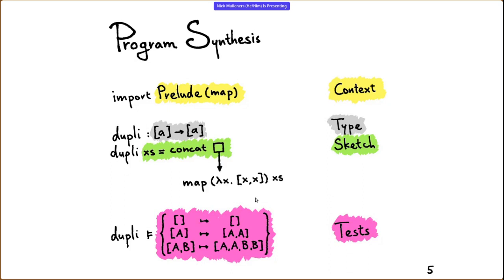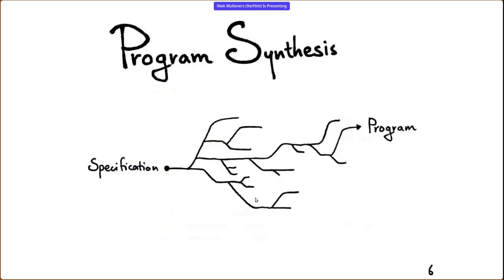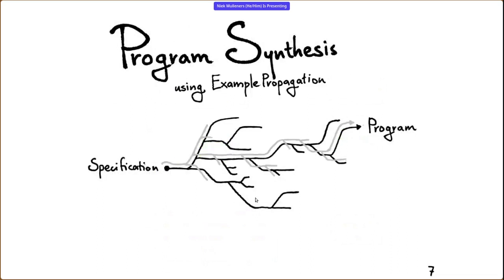Sorry, I forgot to show. This would be the implementation that Scribe would give for this context, type, sketch and tests. So okay, now to the second part of the presentation, program synthesis using example propagation.